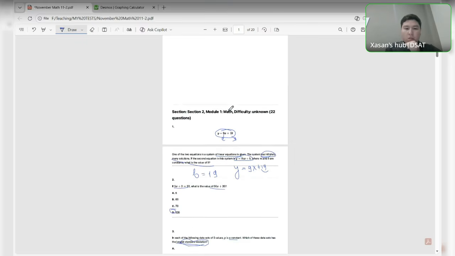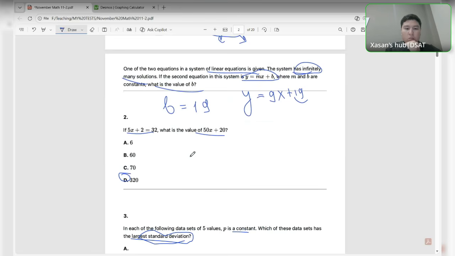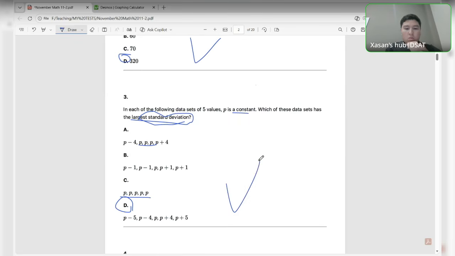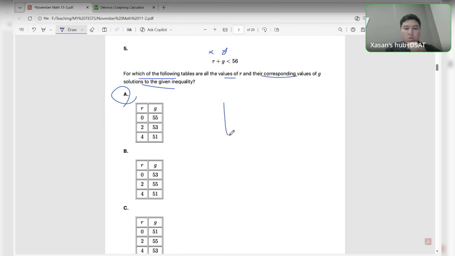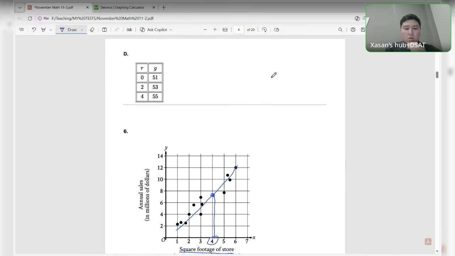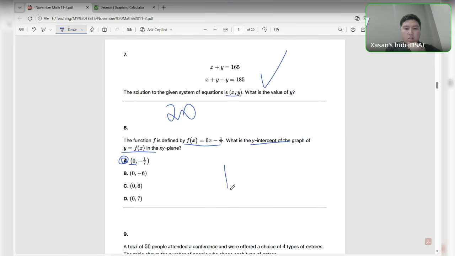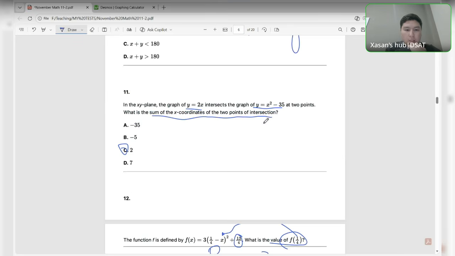So until I will be calculating. So this is Desmos 1, 2, 3, 4, not Desmos 5, 6, and 7.